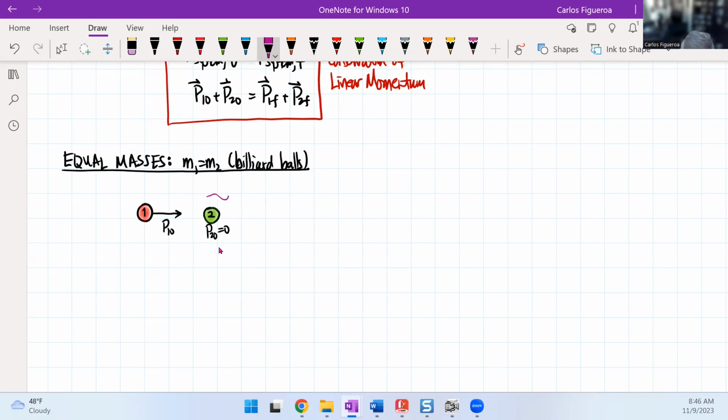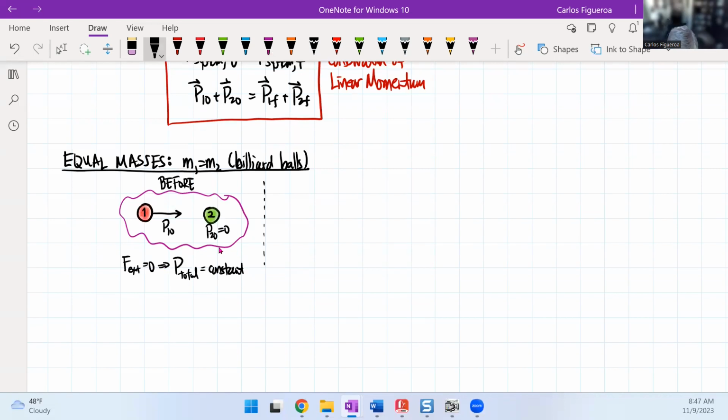Now I focus on my system. Are there any forces other than the collision forces? The answer is no. These two are going to interact. So in this before picture, the external force is equal to 0, which implies that the total momentum of the system has to be a constant. How do I draw that? Well, according to the bar diagram, here's what I see. I have the momentum of billiard ball 1.